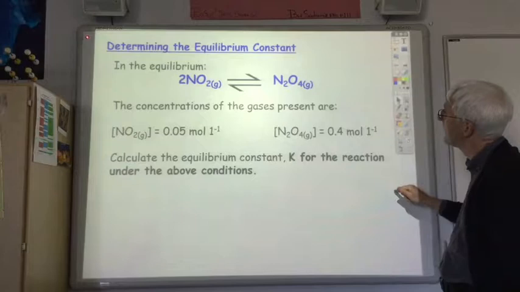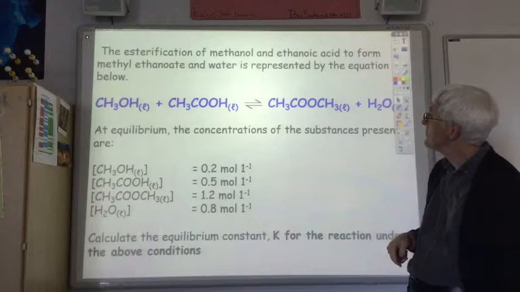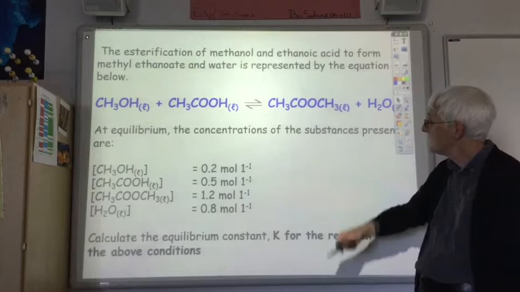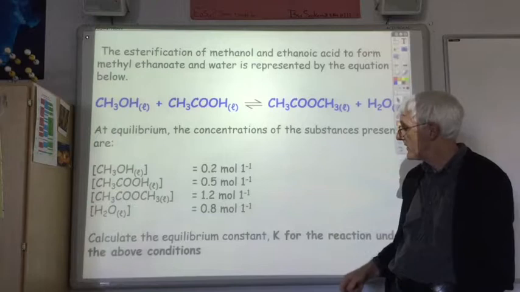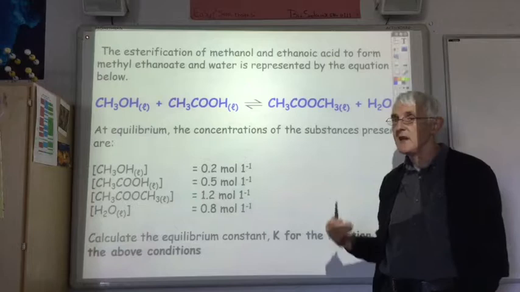Okay, here's one for you to try. So the esterification of methanol and ethanoic acid to form methyl ethanoate in water is represented by this equation. Here are the concentrations of the reactants and products at equilibrium. So calculate the equilibrium constant for the reaction under the above conditions. So pause the tape, try it yourself.